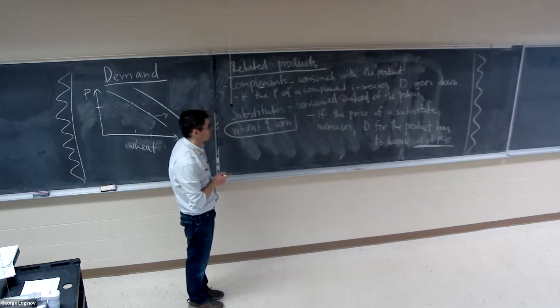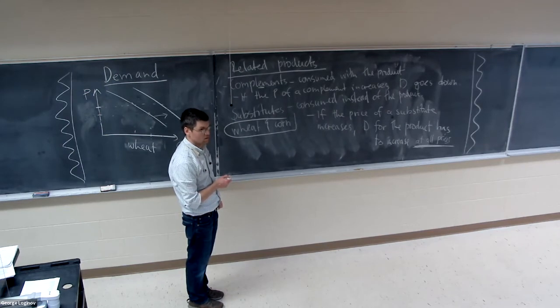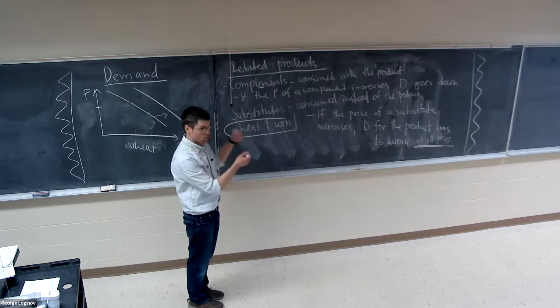You're saying if the price of the complement increases, demand for the original product goes down. Yes. If sugar is more expensive, you would want to be buying less flour. And so your demand for wheat is going to be lower.